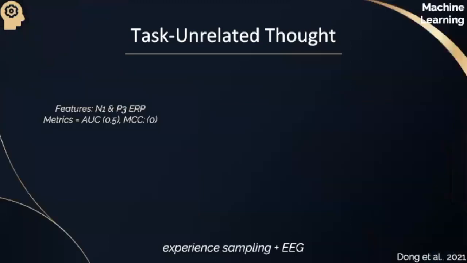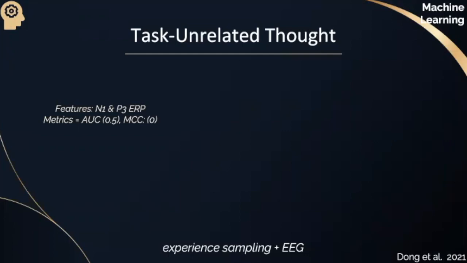Now, why do we care about EEG signatures of task-unrelated thought? One of the primary practical applications of understanding the EEG correlates of task-unrelated thoughts is that they can inform the optimal EEG features that can be used for detecting task-unrelated thoughts using machine learning approaches. To that end, our proof of concept study a few years back used EEG features such as the N1 and P3 ERP components to predict the occurrence of task-unrelated thoughts.